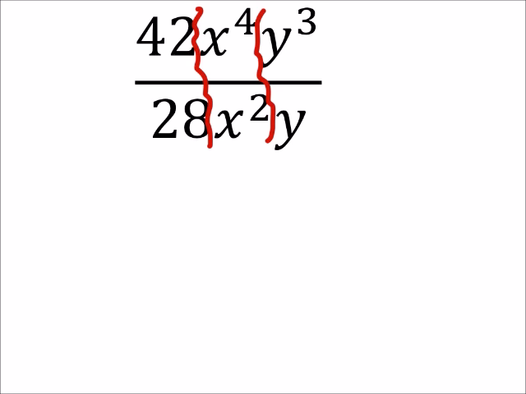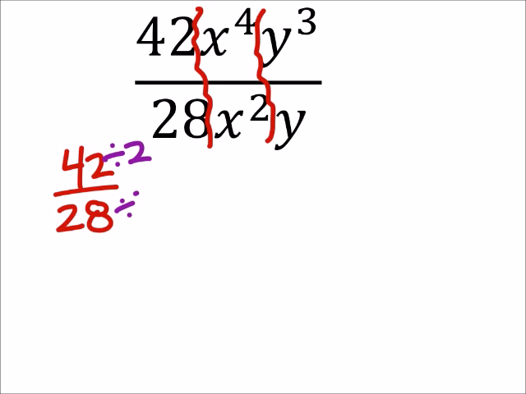I'm going to look at these. This first one has 42 over 28. And then simplify that. So I would look at simplifying this by dividing both of these by, it appears that they are divisible by 2 because they're both even. So if I divide 42 by 2 and 28 by 2, then I get 21 over 14.